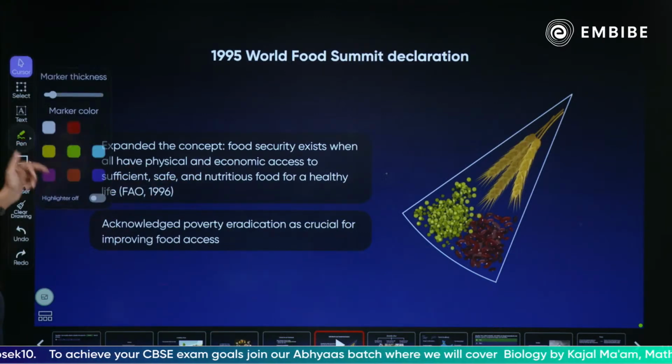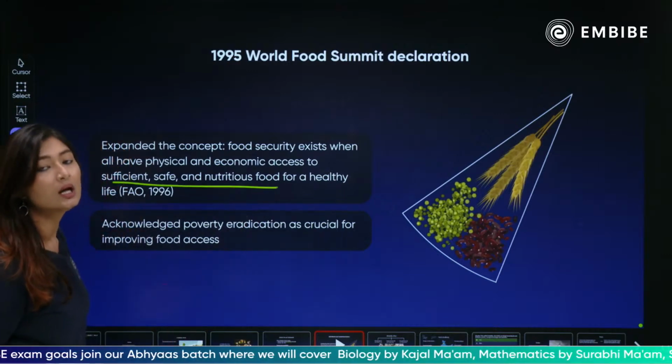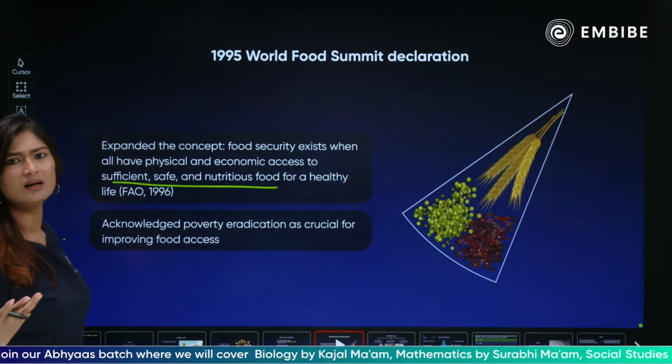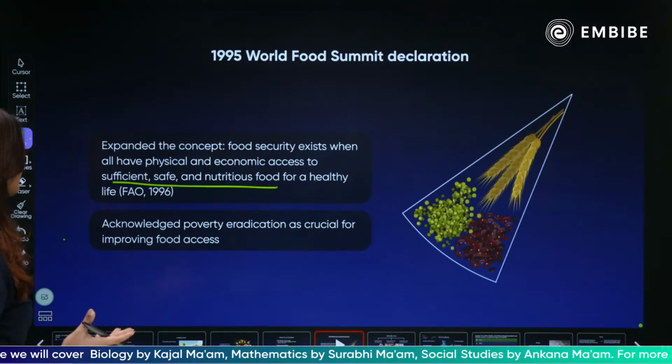So what food are you talking about? Let's say there is enough pasta everywhere. Is that good for me? Is it nutritious for me? Or maybe it has a lot of chemicals. Then does that mean that I'm secured by the food? It doesn't mean that, right?